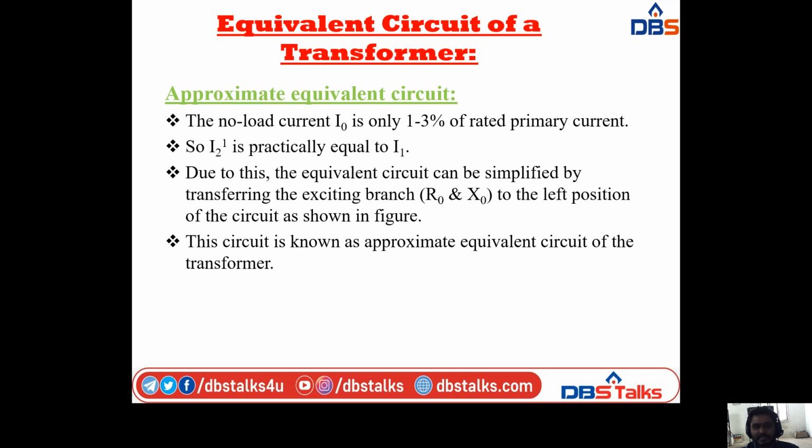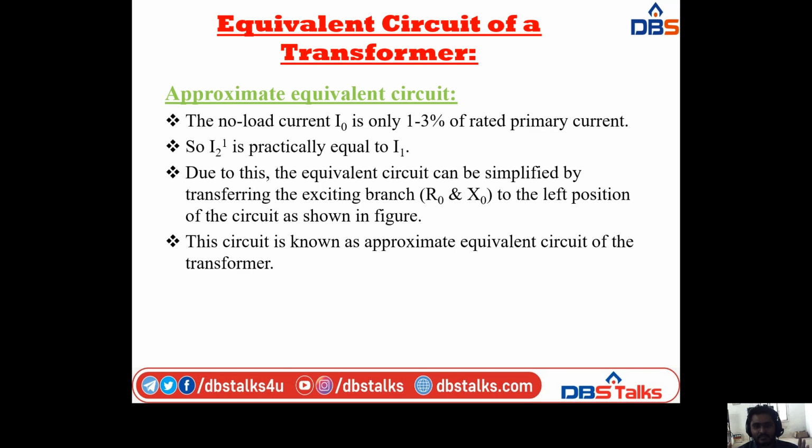So coming to the approximate equivalent circuit, the no load current I0 is only 1 to 3% of rated primary current. Okay, the no load current I0 is only 1 to 3% of rated primary current. So I2 dash is practically equal to I1. So due to this, the equivalent circuit can be simplified by transferring the exciting branch to the left portion of the circuit as shown in the figure.